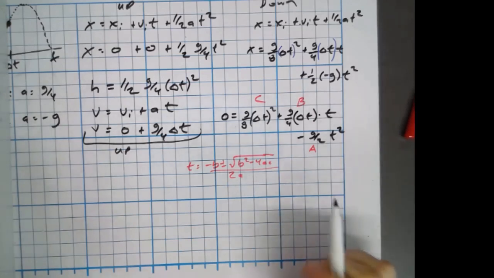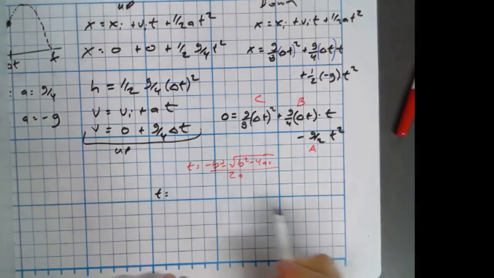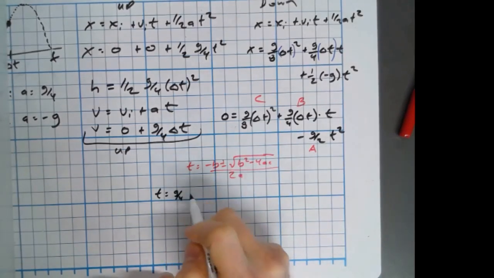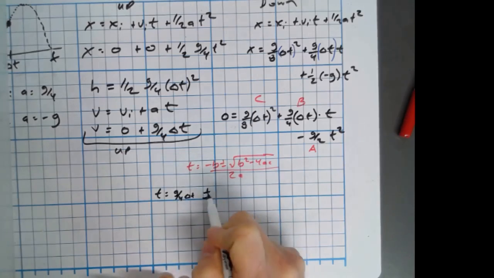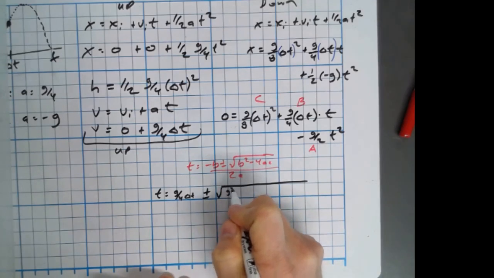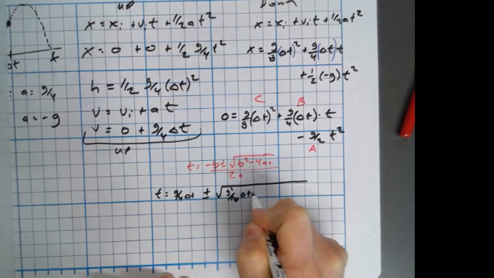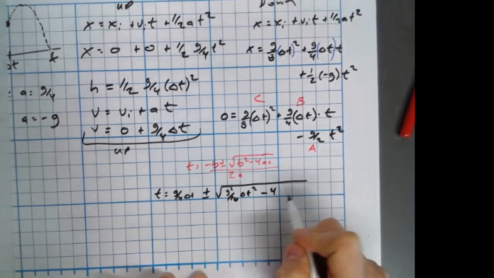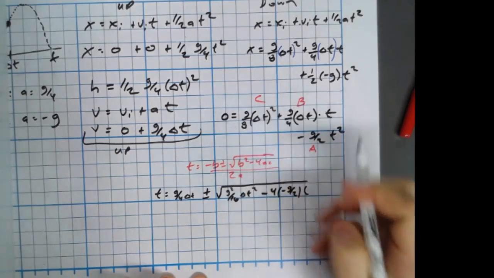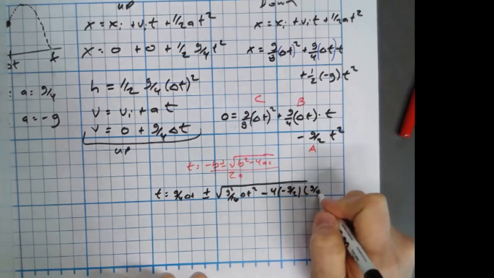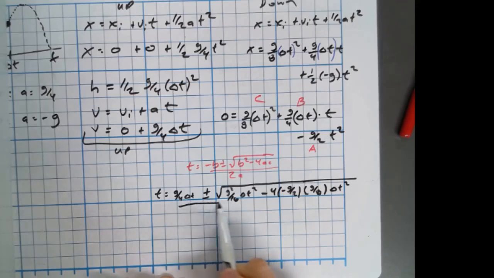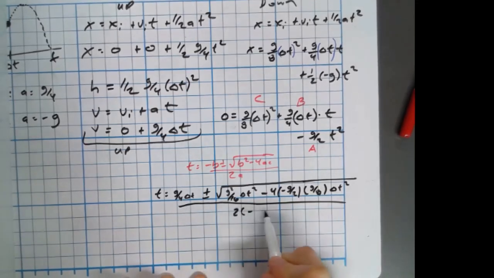So the t is negative b, that's g over 4 delta t, plus or minus the square root of b squared, so g squared over 16 delta t squared, minus 4 times the a, that's negative g over 2, times the c, that's g over 8 delta t squared. All of that gets divided by 2 times negative g over 2.